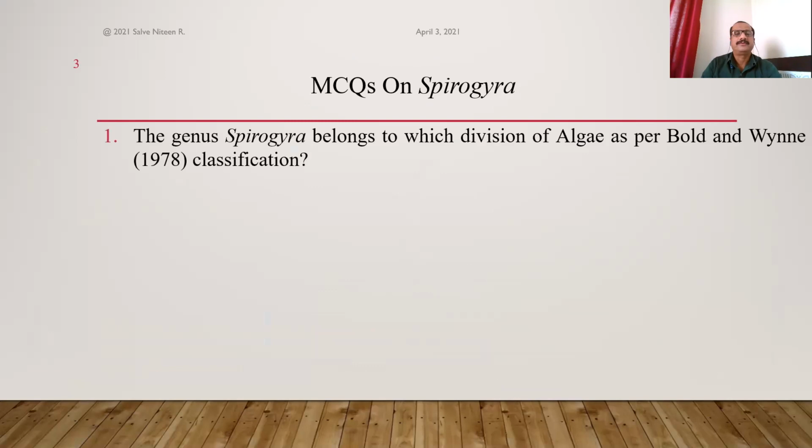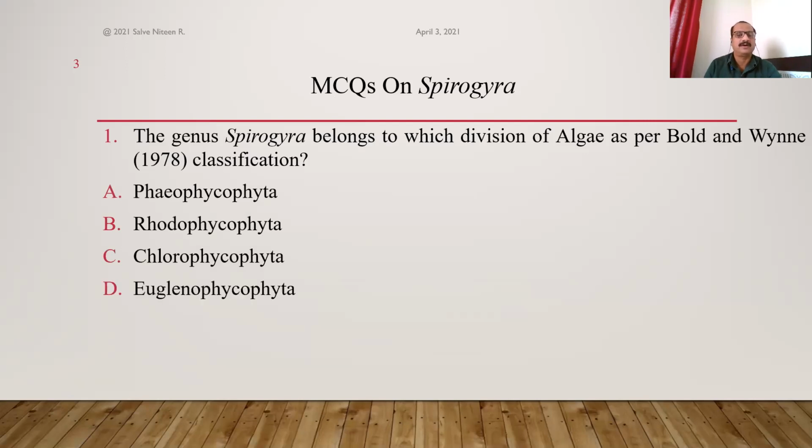Question first is the genus Spirogyra belongs to which division of algae as per Bold and Wynne classification? Because as per your syllabus, you have to study Bold and Wynne classification, and accordingly, the question is set here.